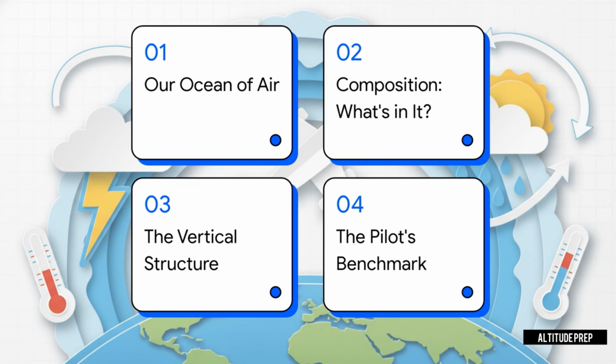So, here's our flight plan for this explainer. First, we're going to define our ocean of air. Then we'll look at what it's made of. After that, we'll do a virtual climb through its different layers, and we'll finish up with the most important benchmark for any pilot, the International Standard Atmosphere, or ISA.